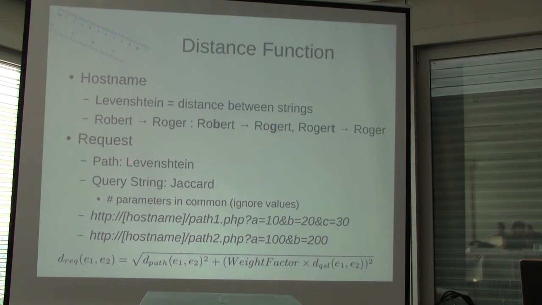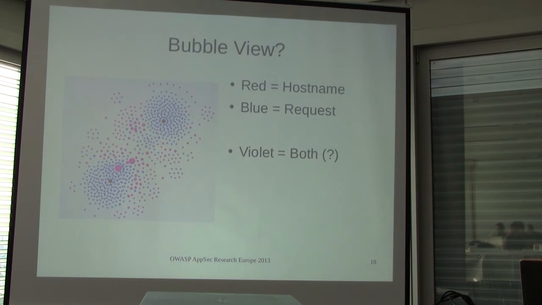For the request, we use the Levenshtein distance for the path. For the query string, we use another very common distance function called Jaccard. This one counts how many parameters the two requests have in common. For example, you can see that these 2 URLs have 2 parameters in common. We ignore the values in this case because we often saw that exploit kits and botnets have values that change very rapidly. If you bring the values in, it's very hard to cluster these URLs. We put together the path and the query string with this formula, and we have the distance of the request.